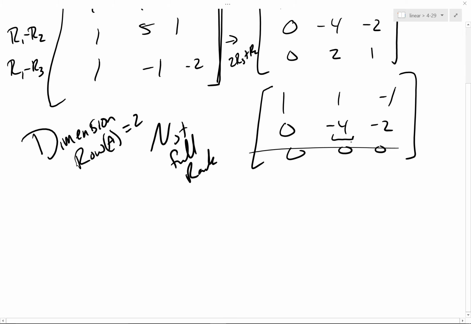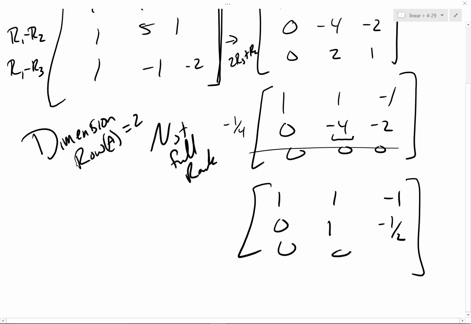I'd like that to be a 1 right there. That's what I'd like it to be. So I'm going to multiply everybody here by -1/4, I guess. And that's going to be kind of gross, but life goes on. And 0, 1, and -1/2. And then 0, 0, 0. Now I'd like him to be a 0. Thank you very much. And to get him to be a 0, obviously I need to do row 1 minus row 2.